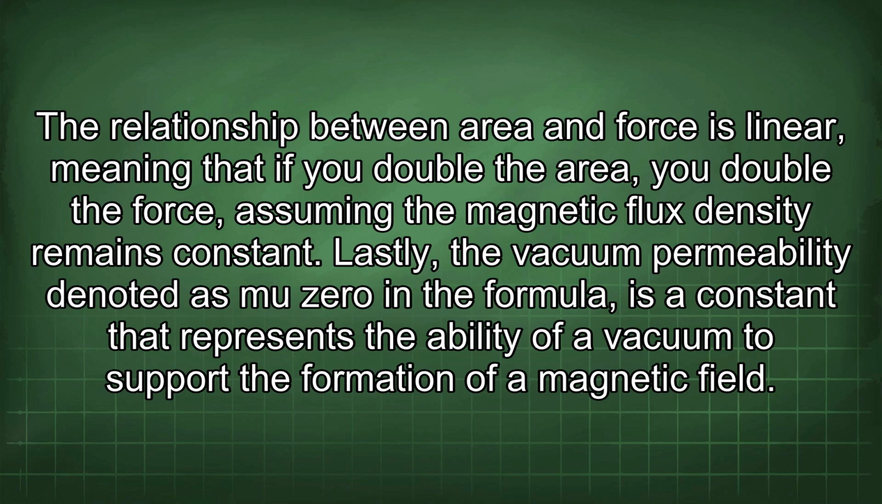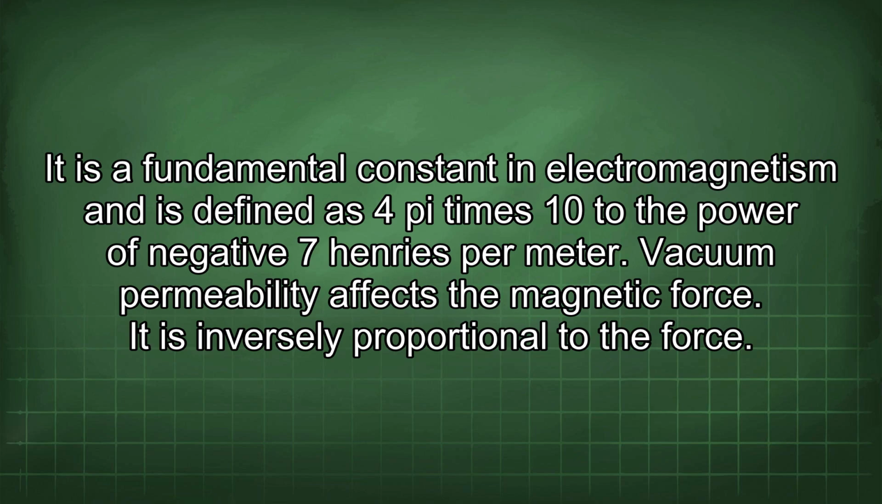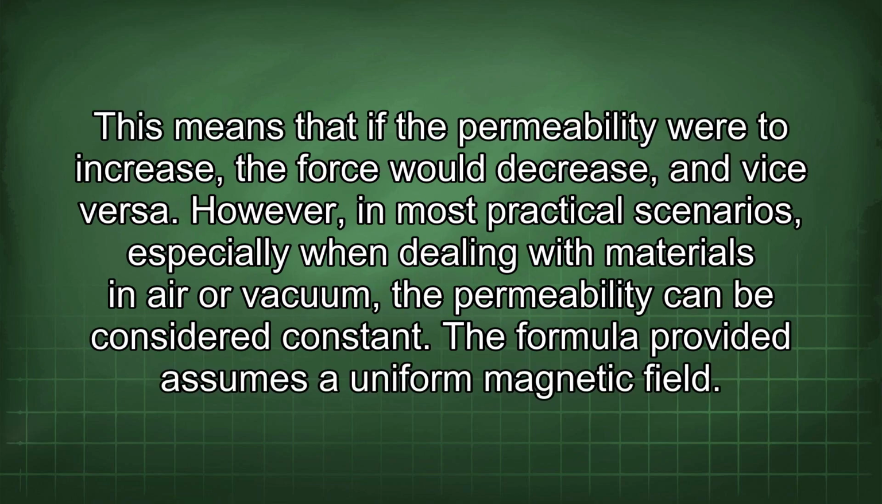Lastly, the vacuum permeability denoted as mu0 in the formula is a constant that represents the ability of a vacuum to support the formation of a magnetic field. It is a fundamental constant in electromagnetism and is defined as 4 pi times 10 to the power of negative 7 henries per meter. Vacuum permeability affects the magnetic force. It is inversely proportional to the force. This means that if the permeability were to increase, the force would decrease, and vice versa. However, in most practical scenarios, especially when dealing with materials in air or vacuum, the permeability can be considered constant.